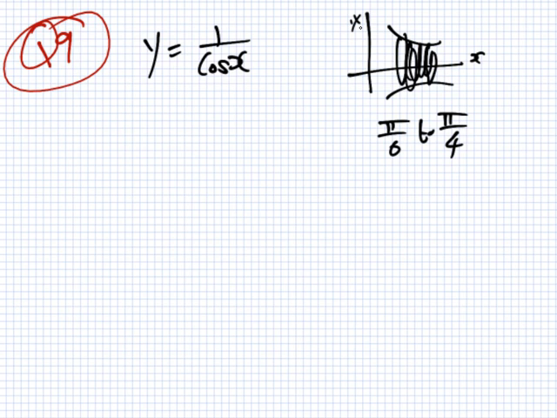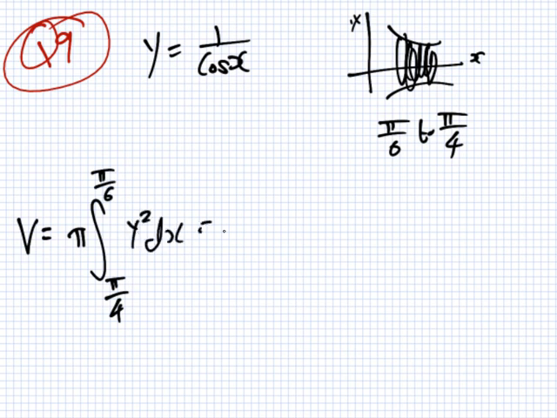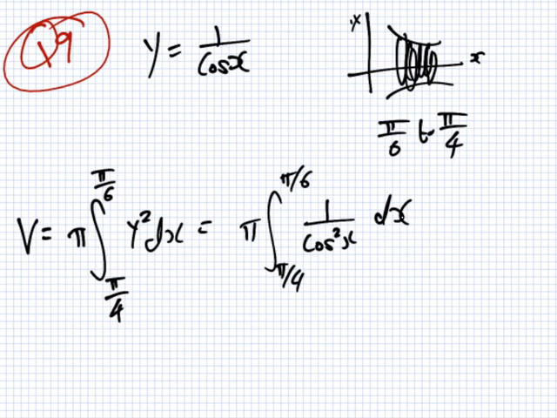Okay, do we have an answer here? No, let's have a look at this one. So, the formula for volume is pi integrate, and in this case it's pi over 4 to pi over 6, y squared dx, which in this case is pi over 4, pi over 6, 1 over cos squared x dx. And what does this integrate to?